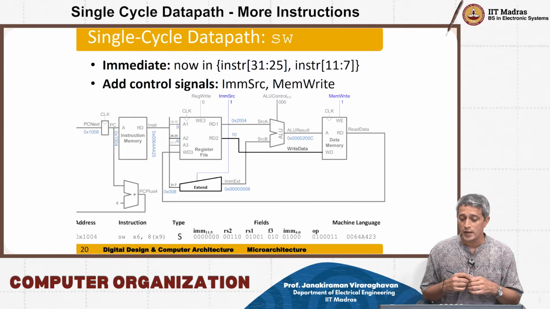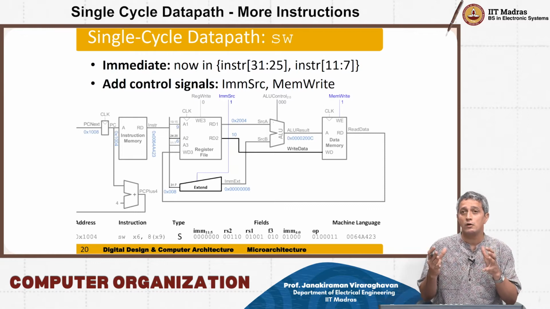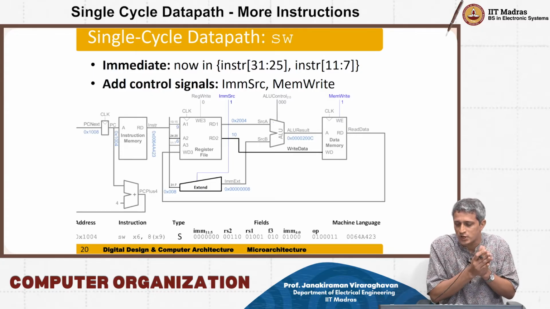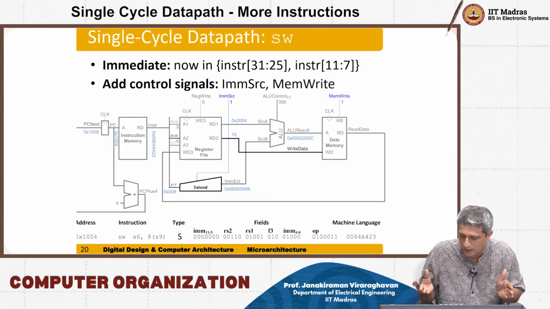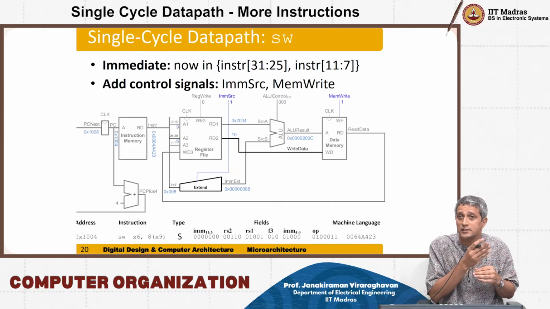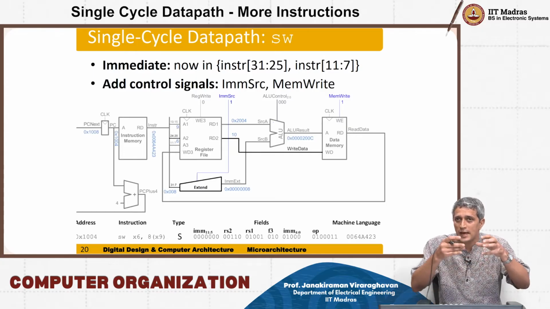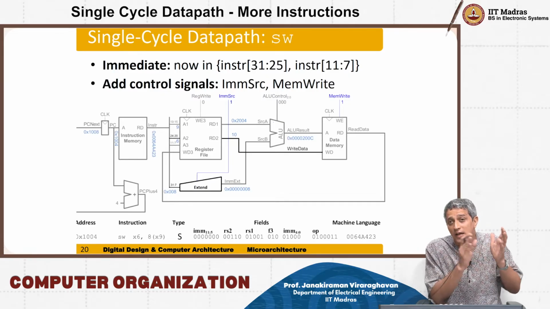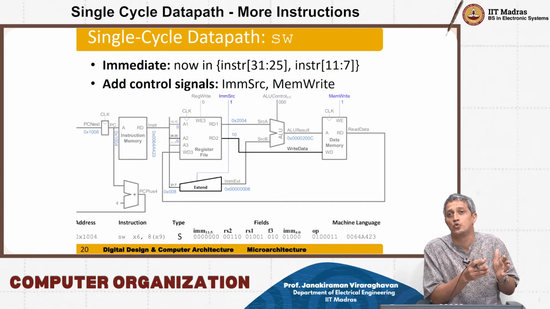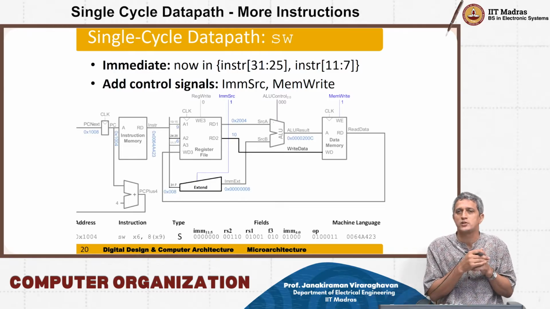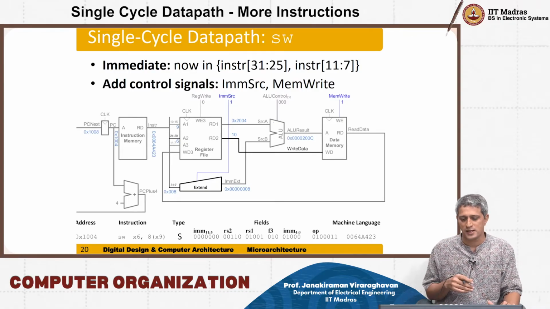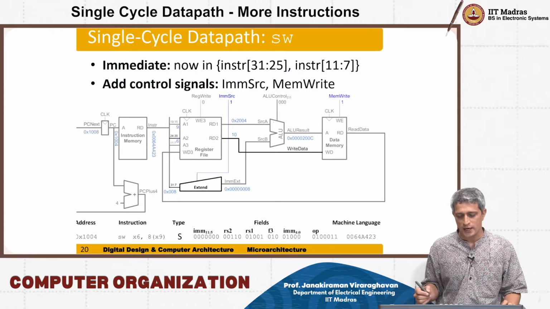The store word is basically going to take a register value. It is going to do some arithmetic operation on it, get an address, and the other register, source register 2, RS2, is going to be written to the memory. Okay, so that's the main thing here. So as usual, you look at it.